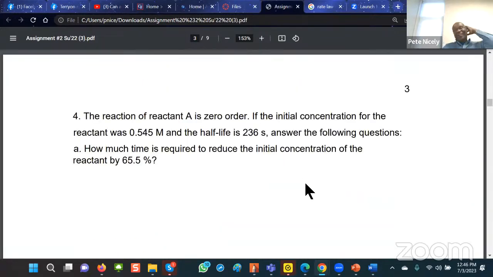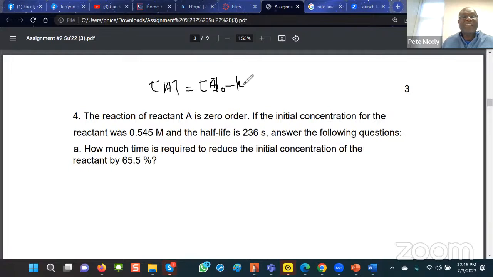Okay. Number 4 in assignment number 2 says the reaction of reactant A is 0 order, right? So it tells you straight up it's a 0 order reaction. So the first thing that would come to my mind is the equation I just showed you, which I'm going to rewrite here. Concentration of A is equal to concentration of A0 minus Kt. And the other equation you might need would be the half-life equation, which is half-life is equal to the concentration of A0 over K.